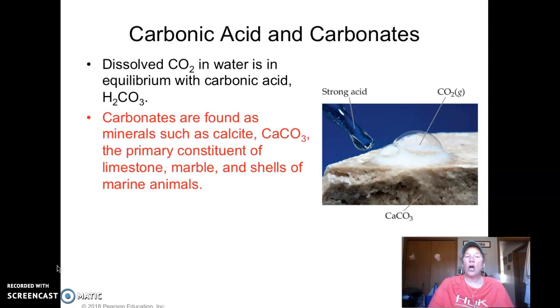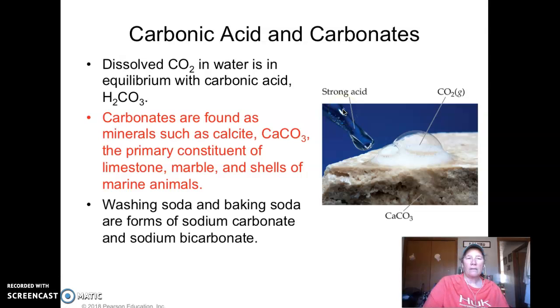Carbonates are found in minerals like calcite. You'll find them in limestone, marble, in shells of marine animals. If you've taken geology, one way to test if it's got carbonates is to put a little bit of hydrochloric acid on it, like it's shown here, and then it bubbles. So then you know it has carbonates in it.